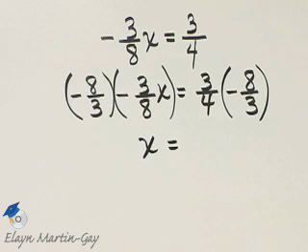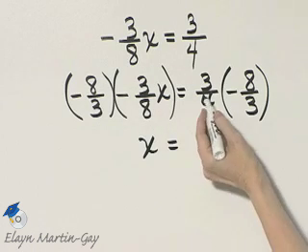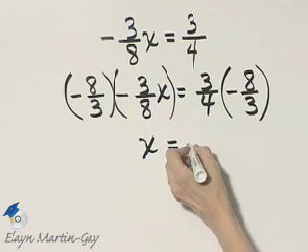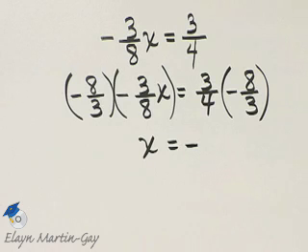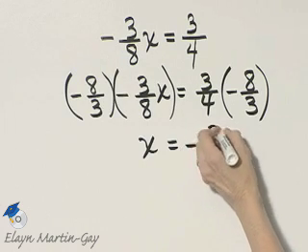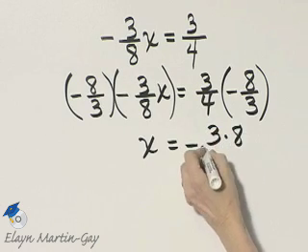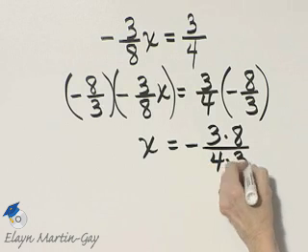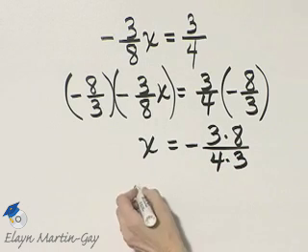And on the right side, I just need to simplify. I have a positive fraction times a negative fraction, so that result will be negative. And remember how we multiply fractions? 3 times 8 over 4 times 3. Let's go ahead and simplify then.